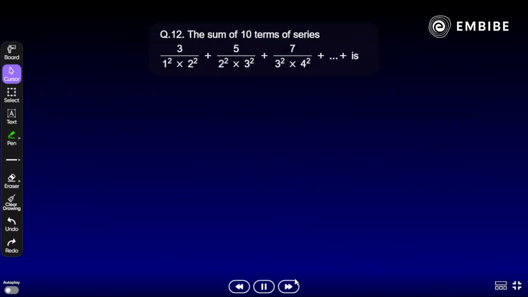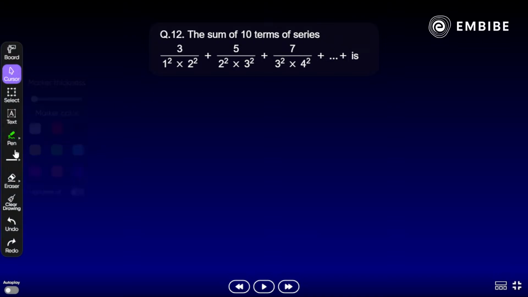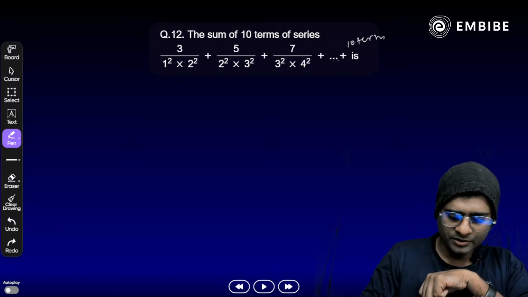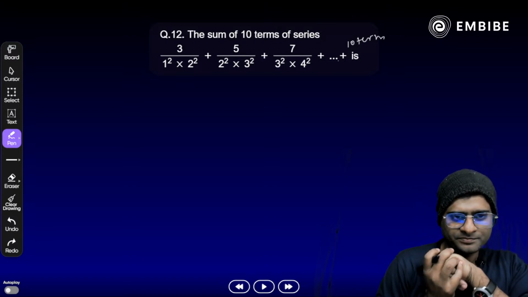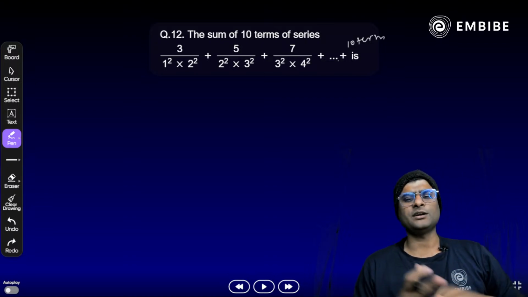Take a look here, the next one. Question number 12. Find the sum of the 10 terms of the series: 3 by 1 squared into 2 squared, plus 5 by 2 squared into 3 squared, plus 7 by 3 squared into 4 squared, and so on up to 10 terms. Remember, it's not up to infinity, 10 terms only. So do you have any idea? Okay, Arya. Again, same pattern, same thing we need to apply here.